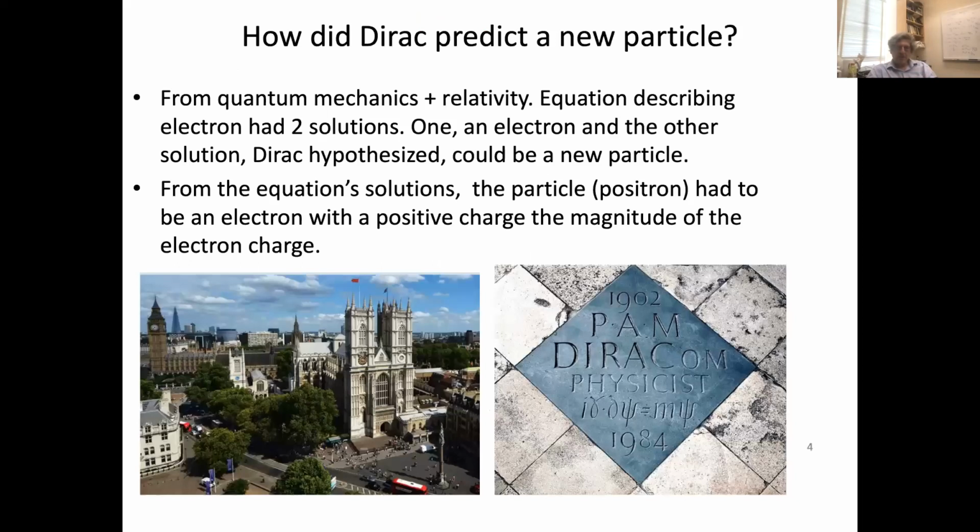And not only that, he is memorialized. If you've been to London, that's Westminster Abbey on the left. And if you want to know what the Dirac equation is, you can go there and see his plaque on the floor commemorating his discovery in Westminster Abbey. And that is the Dirac equation, that i gamma dot, that funny symbol on psi, is equal to m times psi. 1984 is when he died. It's not when he wrote down the equation.